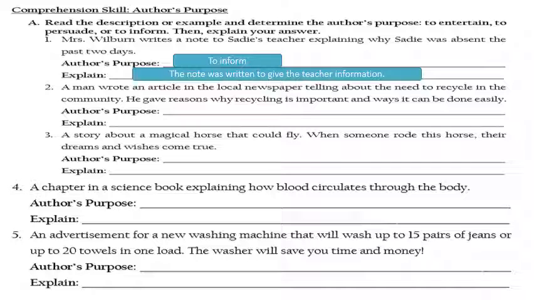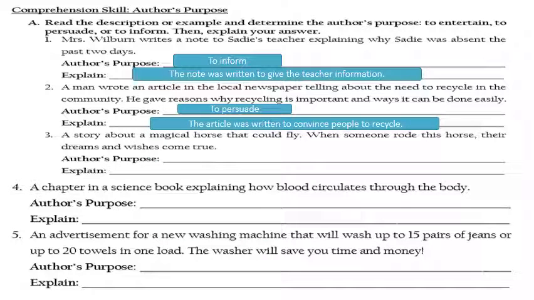Two, a man wrote an article in the local newspaper telling about the need to recycle in the community. He gave reasons why recycling is important and ways it can be done easily. So here his purpose is what? Just telling us or giving us information? No, he wants us also to recycle. So his purpose here is to persuade. Why? Because the article was written to convince people to recycle, to make people recycle.